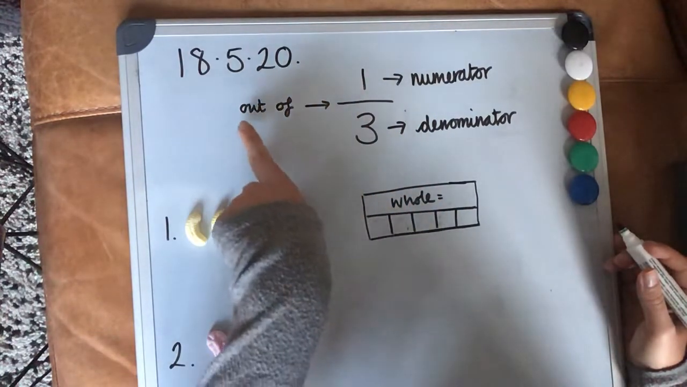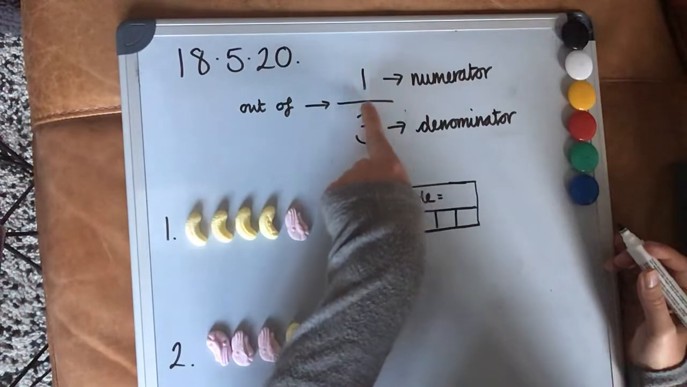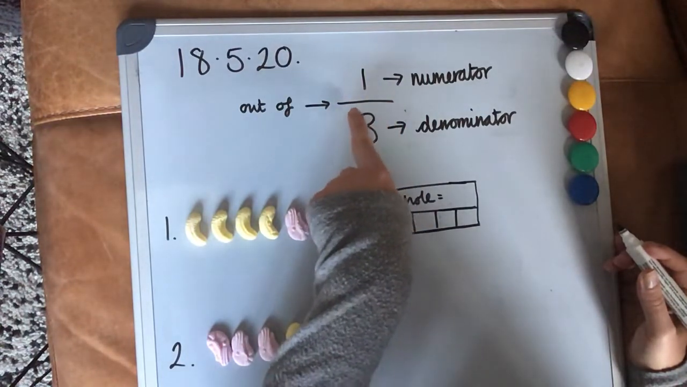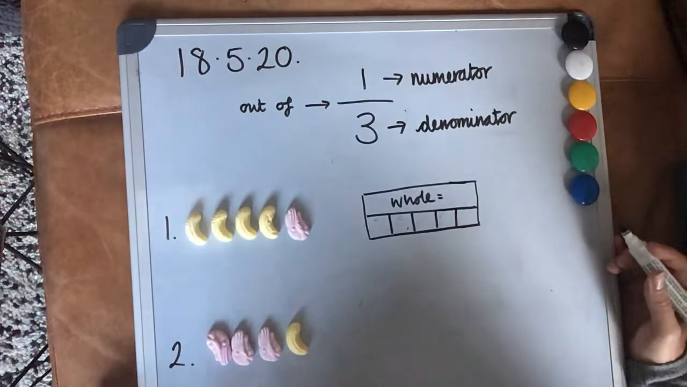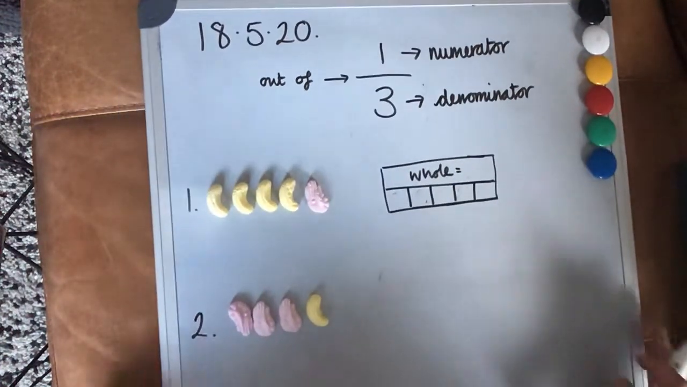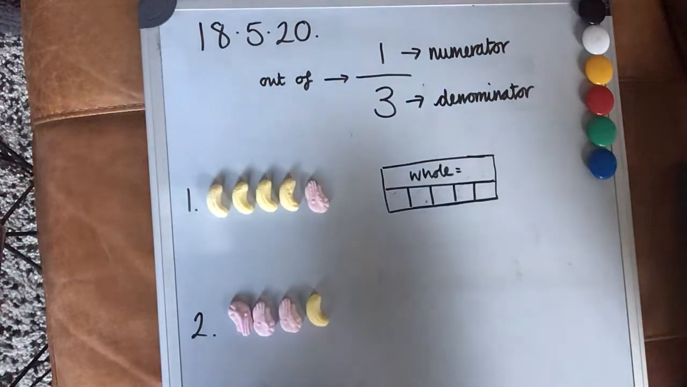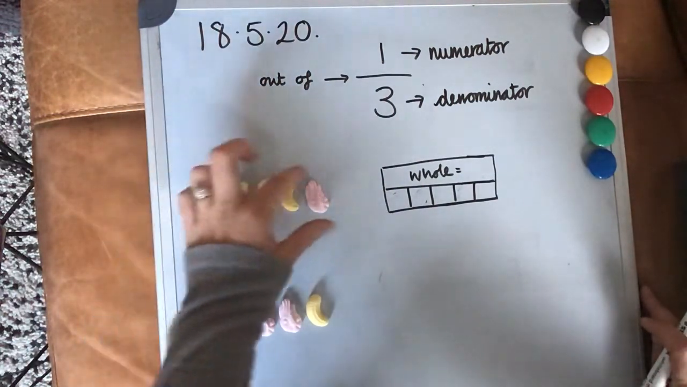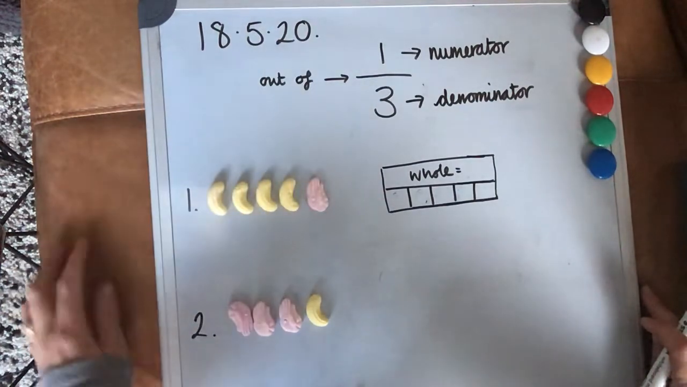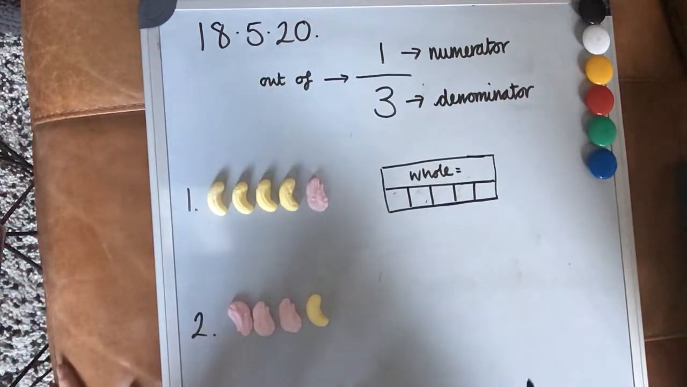For this activity, remember the line as out of. It means out of. So this would be 1 out of 3. It will help us with our activity. So let's look at number 1. I've got my banana and shrimp sweets. I really like these. So these are bananas and these ones are shrimps. The pink ones are shrimps and the yellow ones are bananas.